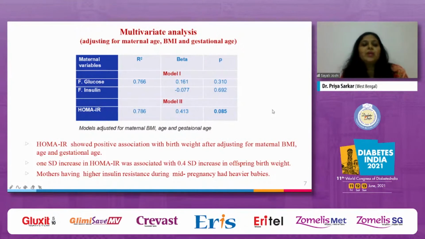However, in model 2, we included HOMA-IR. And we saw a positive association for HOMA-IR with birth weight after adjusting for maternal BMI, age, and gestational age. 1 SD increase in HOMA-IR was associated with 0.4 SD increase in offspring birth weight. Thus, mothers having higher insulin resistance during mid-pregnancy had heavier babies.